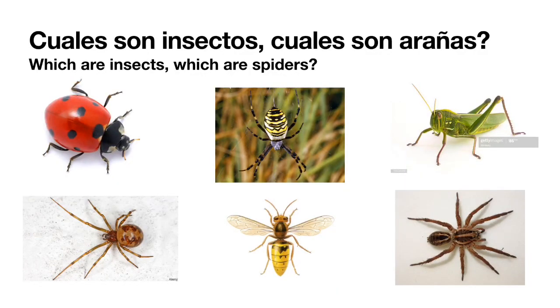Now I want you to look at these pictures and decide which ones are insects and which ones are spiders. You have to look at everything, okay? Look at how many legs does it have. Does it have 6 legs or 8 legs? Does it have wings? Does it have antennae? And use that to help you figure out the answers.